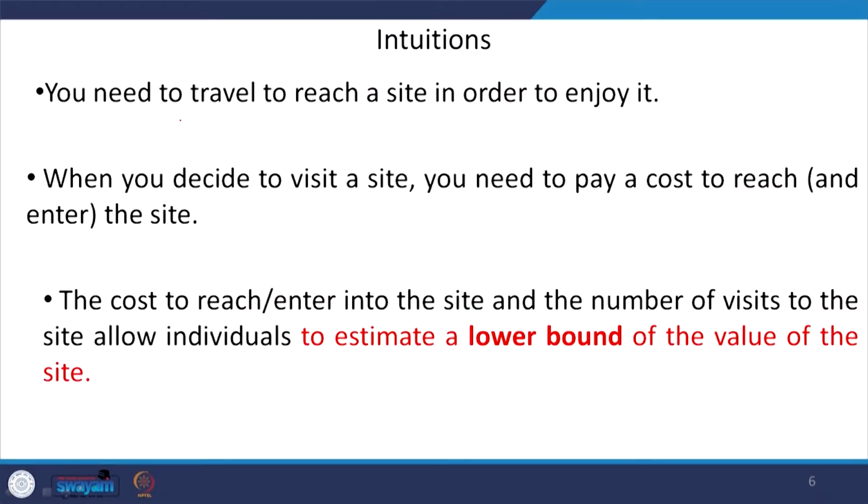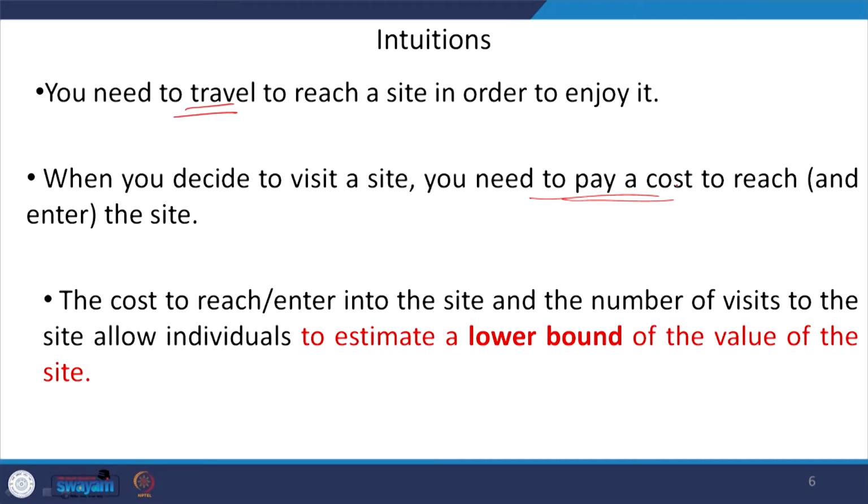The first one is that we need to travel to a particular site in order to have the recreation, or in order to enjoy that particular site. So, the basic thing that the visitors need to do is to travel. For traveling we need to incur certain costs. So, that is why the visitors need to pay a cost to reach the site.